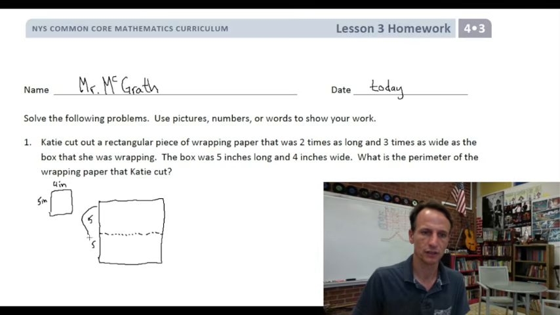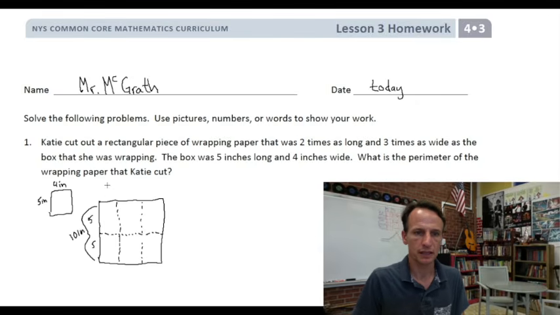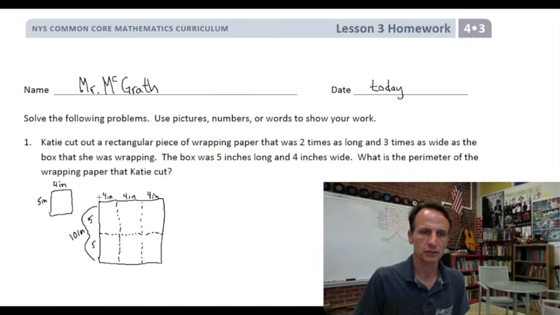How long is the paper compared to the box? How long is it here? It is 10 inches, right? That makes sense? 2 times as long, 2 times 5, right? And then it is 3 times as wide, so make some lines going down there. 1, 2, 3. And so that's 4 inches to make it 3 times as long. 4 inches and 4 inches. How wide is the whole thing then? 3 times 4, right, is 12.